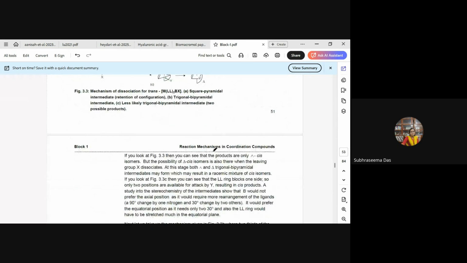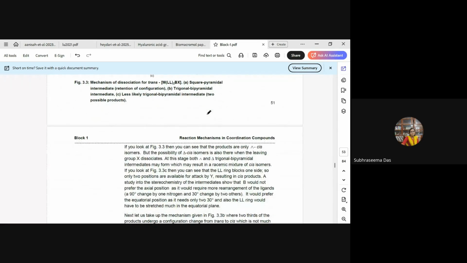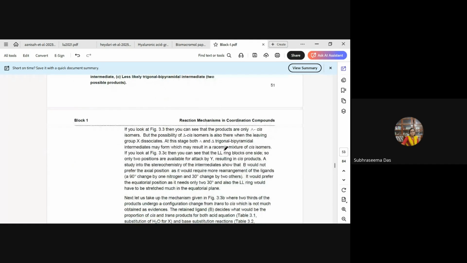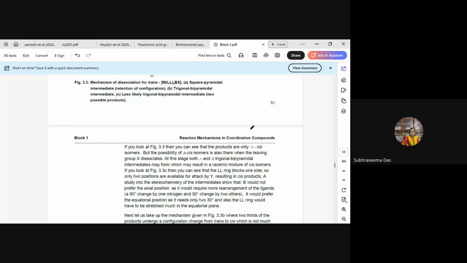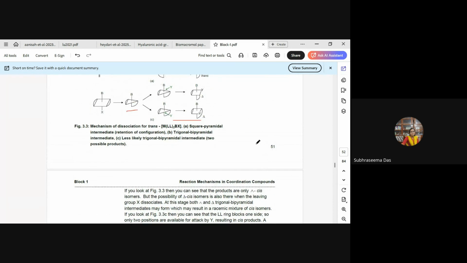So what happens here, if you look at figure 3.3, we can also say that the products are cis isomers, but the possibility of cis isomers is also there when the leaving group dissociates. Even when we look at figure 3.3c, one of the two, here also cis products are obtained in this case.